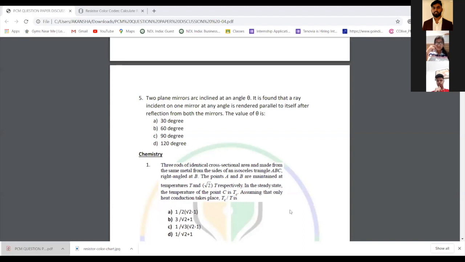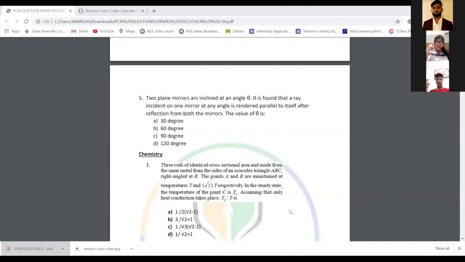Okay, so this question is more of a practical question, but deviation you can just find out after you found out that the angle between the mirrors is 90 degrees. So Advaryu was correct, and also I just thought about 45 degree, but any angle can be correct. The angle between mirrors is 90 degree.